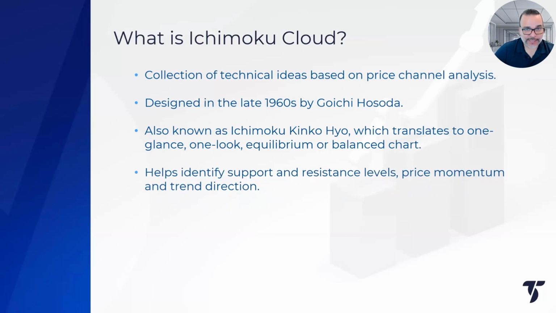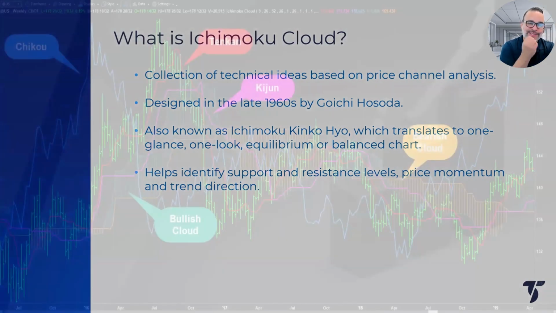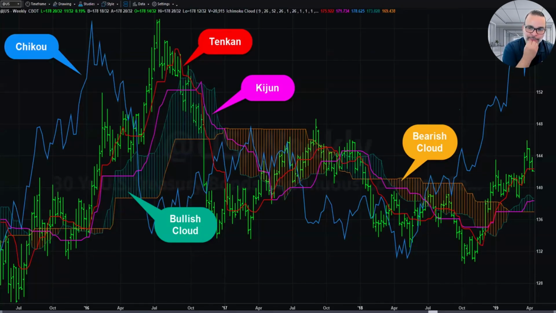One of the main ideas behind the Ichimoku Cloud is that it helps you identify support and resistance levels. It also provides you price momentum, and it gives you an indication of trend direction. Yes, all three in just one technical study, and that's why it's called this at a glance and equilibrium.